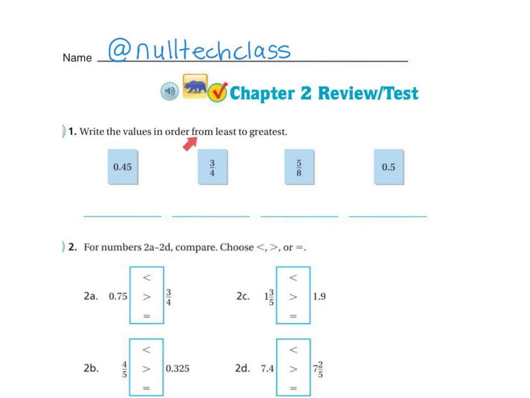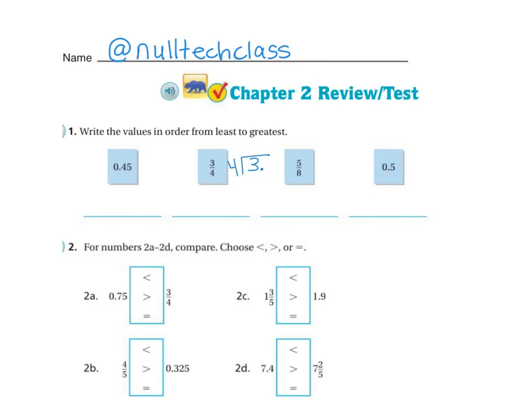Write the values in order from least to greatest. Before I can do that, I need to make sure that they're all the same. The easiest way is to change the fractions into decimals. So in order to do that, I'm going to take 3/4, and that is essentially saying 3 divided by 4.